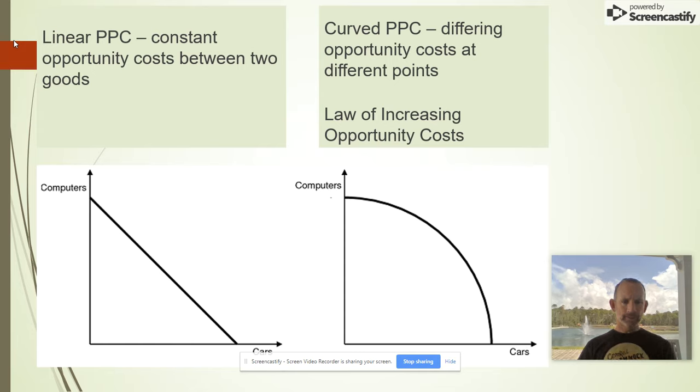You may have noticed that sometimes I show you production possibilities curves that are linear and sometimes they are curved. A linear one just shows that there's a constant trade-off, or constant opportunity costs, between two goods. And that might be realistic in some settings. In a lot more settings, the curved PPC is more realistic. That means that you have different opportunity costs at different points. This shows something called the law of increasing opportunity costs.